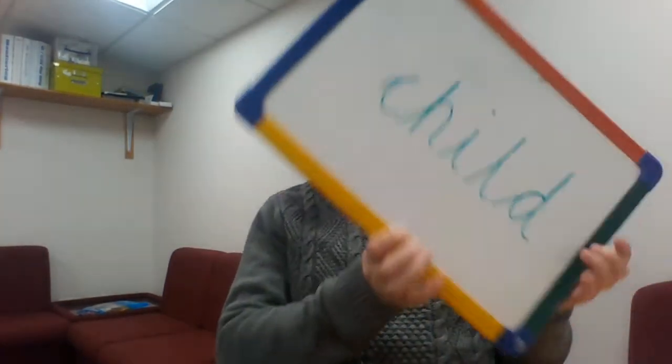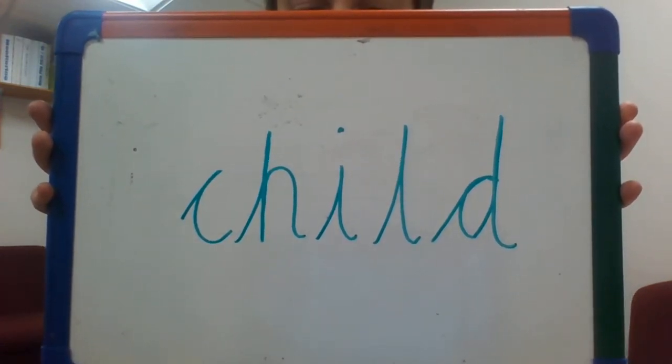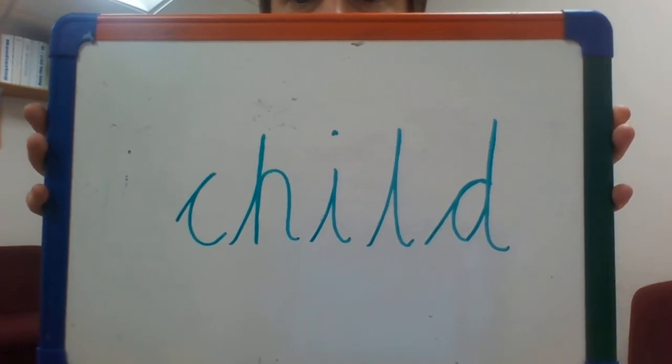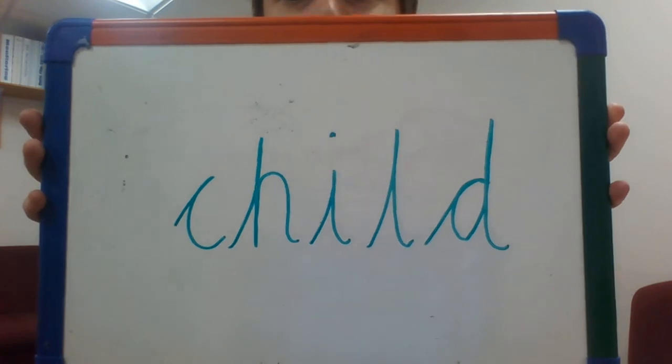Okay, so here's our first word. Have a go at reading this word for me. Can you read that word? That word is child. Have a go now at writing the word child. Have a go, see if you can write that word. Did you manage it? Well done if you managed to write that word.